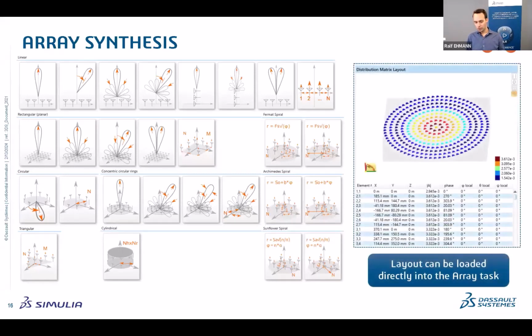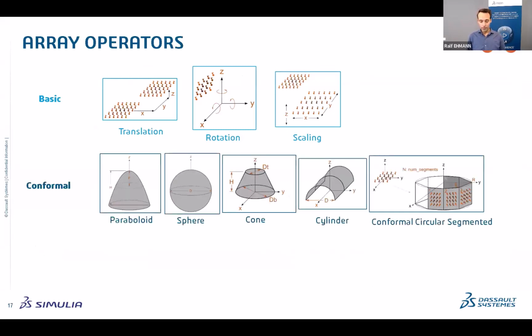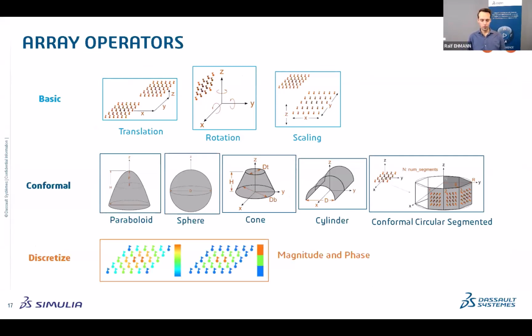And basically, once you have synthesized your array factor, you get this distribution matrix, which you export and import in this TSV format, which can be consumed quickly by the array task. Now, there are other operators as well. You can work with these layouts and translate them. You can conform them onto certain shapes when it's conformal arrays or these segmented arrays. And then, of course, as we have in the array task, also the discretization of magnitude or phase distributions.